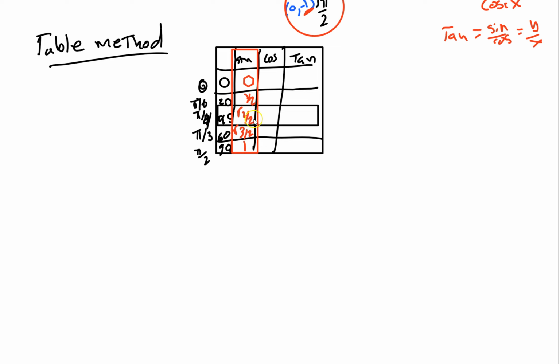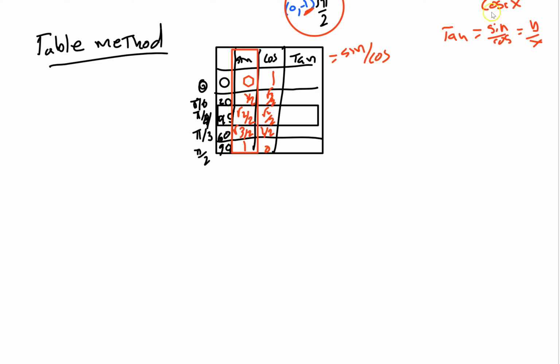That's one of the few things that I memorized for the table method. Notice they're all over 2. So 0, 1 over 2, rad 2 over 2, rad 3 over 2, and then 1 (which is 2 over 2). It works out. Because once you get that, cosine is just the opposite. Just flip it. So 1, rad 3 over 2, rad 2 over 2, 1/2, and 0. Right? So once you get sine, you just flip it to get cosine. Tan is sine over cosine.